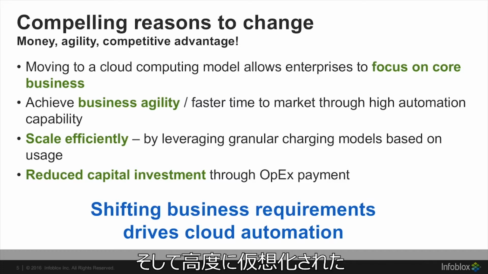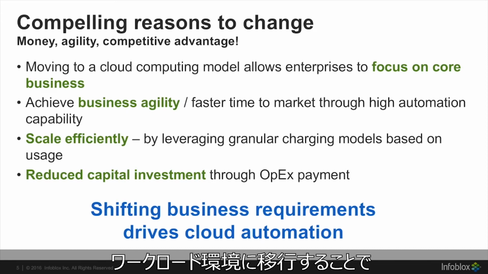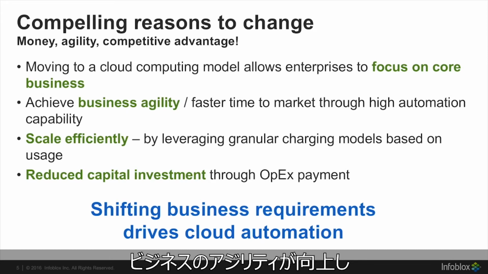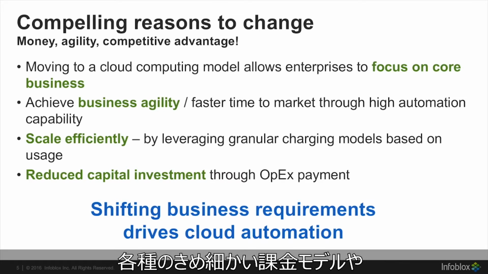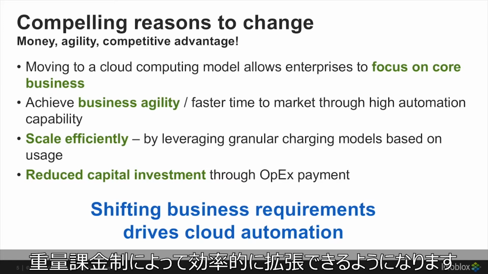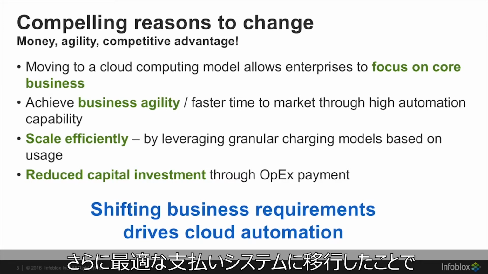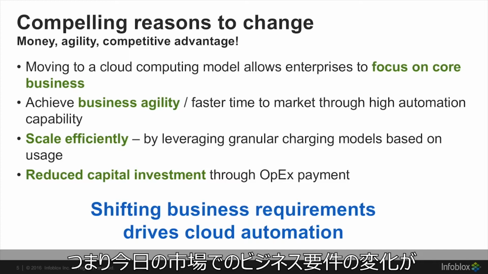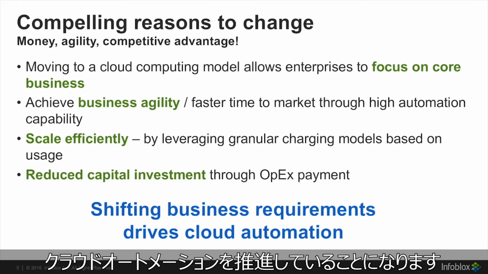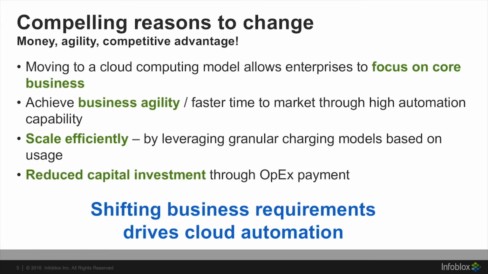And by moving into a highly virtualized workload environment, it provides them with the ability to achieve better business agility with a faster time to market. It allows them to scale efficiently by leveraging different granular charging models and using only what they consume. But it also reduces their capital investment because now they're shifted to an OpEx payment system. So we see that the shifting business requirements in the market today is what drives cloud automation.